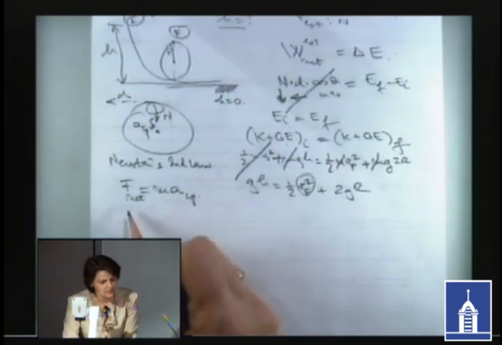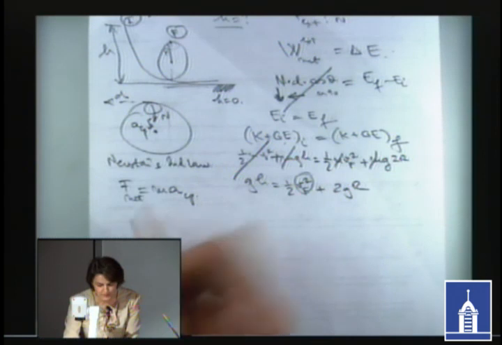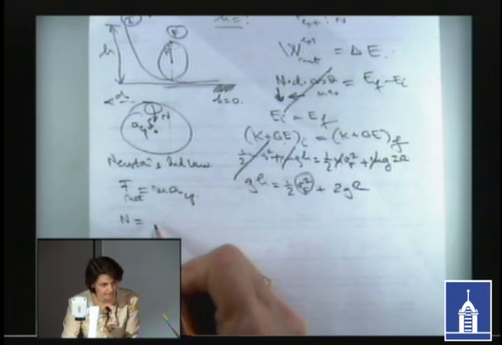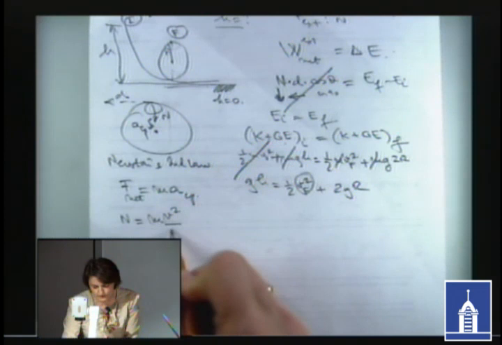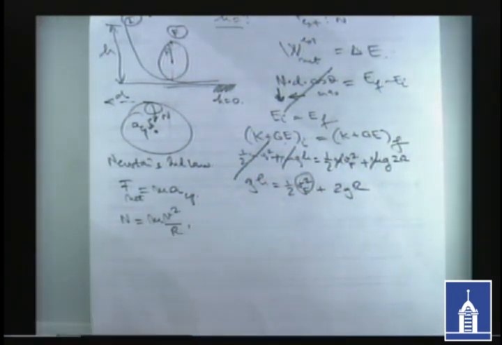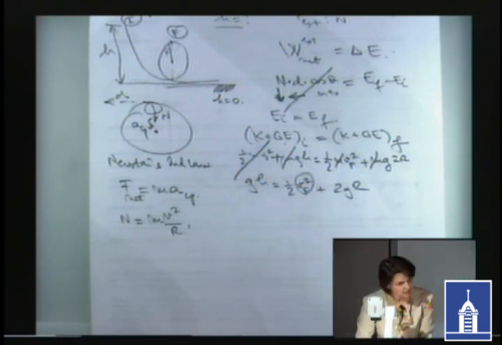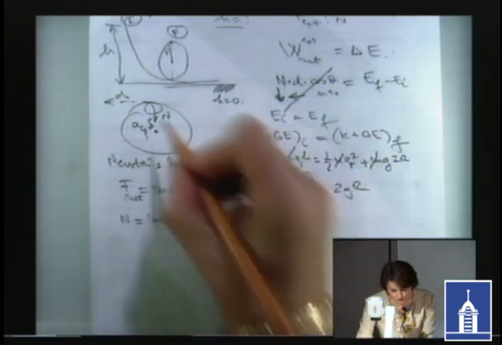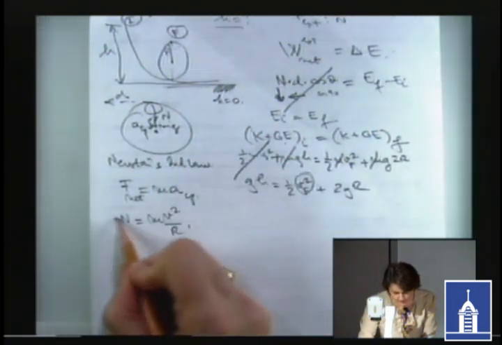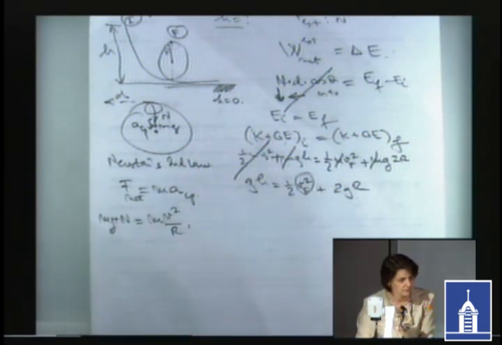So F net is, let me see, what is my only F? N equals what? M, what is V squared over R, right? Is it right? Yep. Is it any other force? Mg, you forgot about this one here, right? So it is N plus mg, right?